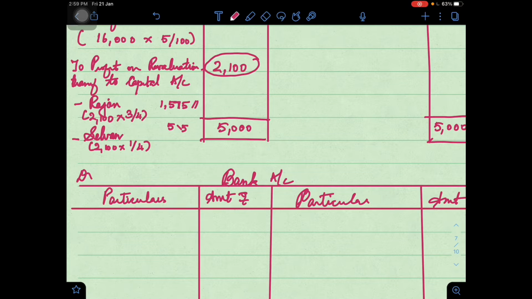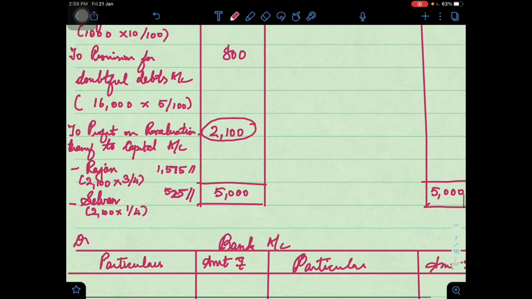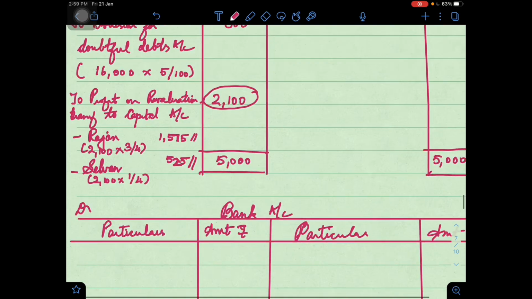So 1,575 and then 525. These will be the respective values. Let me repeat: 1,575 for Rajan, and for Selvan it is 525. So the total of this will be 2,100. Now we have recorded the revaluation account.